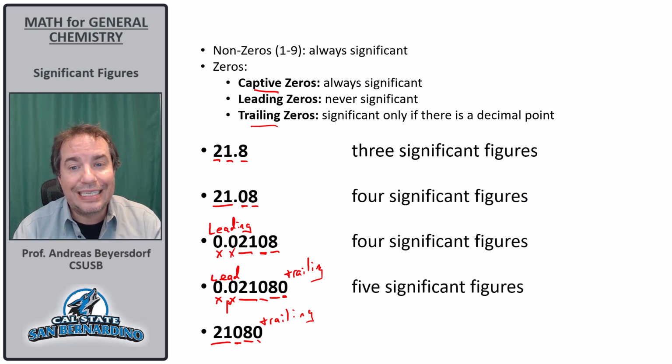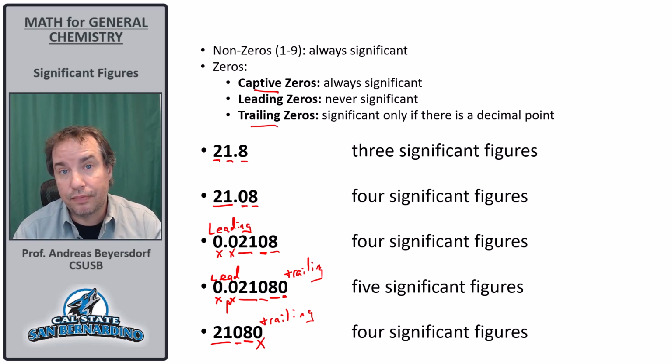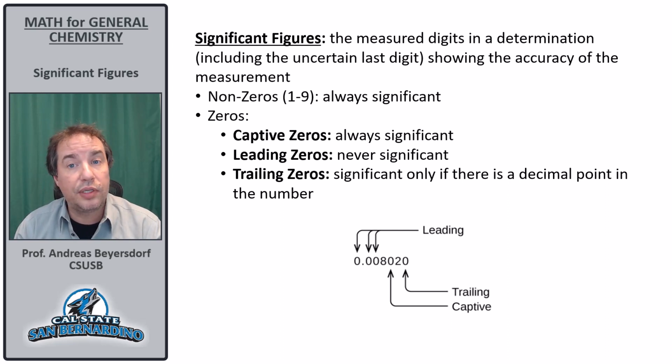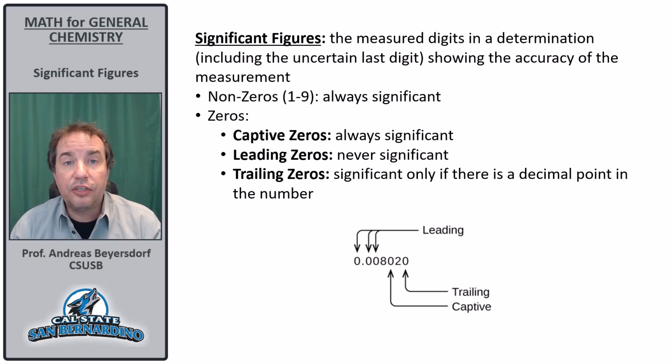This number does not have a decimal point. So that means this last 0, the trailing 0, is not significant, and therefore there are only 4 significant figures. So those are the rules for significant figures. Non-zeros are always significant. Captive zeros, always significant. Leading zeros, that means in front of all the other non-zeros, never significant. And then trailing zeros are significant depending on if there's a decimal point in there.